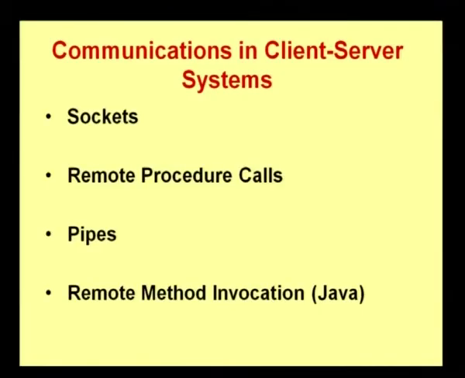One is socket communication, the second one is remote procedure call, otherwise called RPC. The third type of communication is called pipes. The fourth type of communication is called RMI, which we use in Java. RMI is nothing but remote method invocation. Now let us see the first communication, the socket communication.